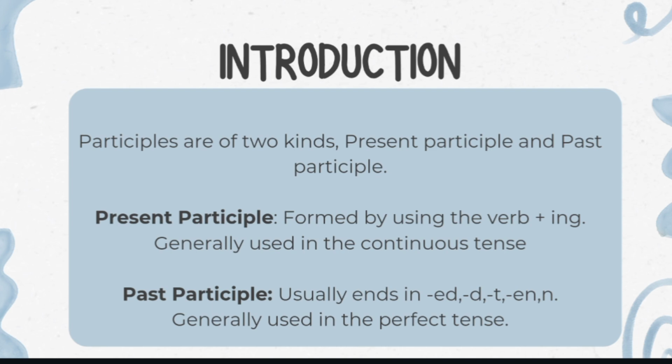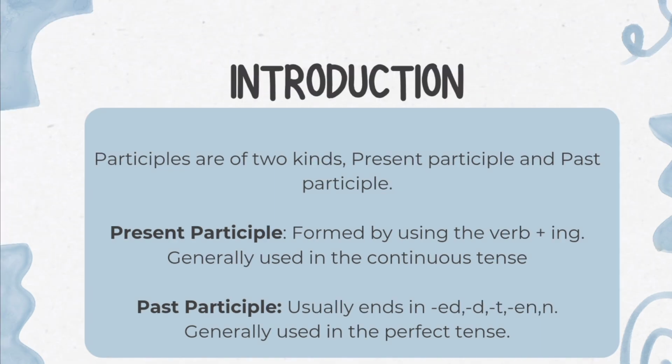For example, have you ever seen a flying saucer? So, in this sentence, we cannot add is flying saucer, am flying saucer, was flying saucer, are flying saucer. So, we cannot use the helper verb here. So, this is a non-finite verb.